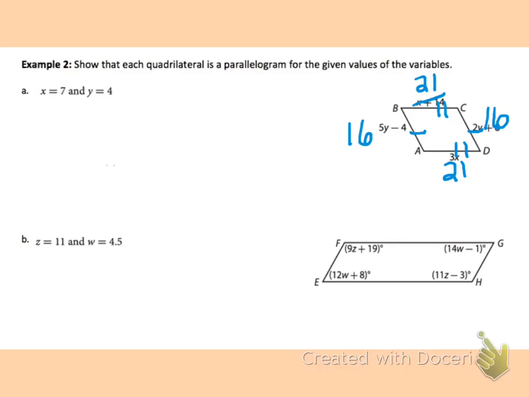Let's go ahead and make B be a you-try question. So using the values of Z being 11 and W being 4.5, and given this drawing here that looks like a parallelogram, see if you can gather enough evidence to prove by using one of those parts of the theorem that in fact this figure is a parallelogram. Please pause the video now.